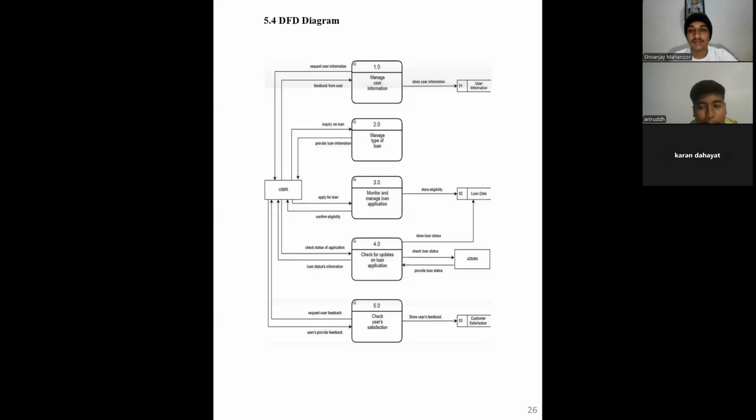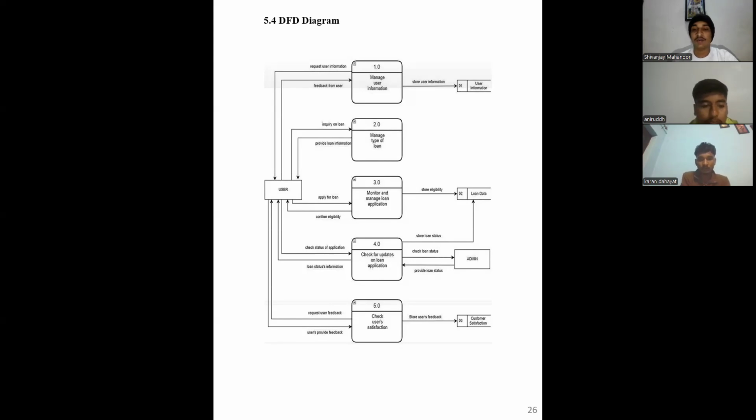In 5.4, there is a DFD diagram of the chatbot. In the first step, there is a user. In the second step, the user connects with manage user information, which is connected with user information. The user also connects with manage type of users, which means whether the user has currently used the chatbot or not, or whether they have a previous record or not. The user connections go through different monitor and manage applications, which check for updates and check user satisfaction. If the user gets their answer completely, it is solved, or if the user did not get the answer or has some queries, then they ask the question again and the query will be solved.